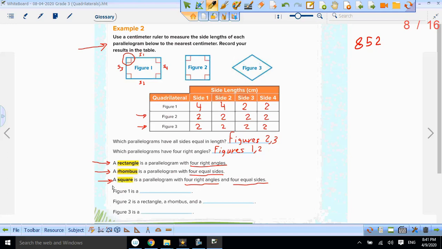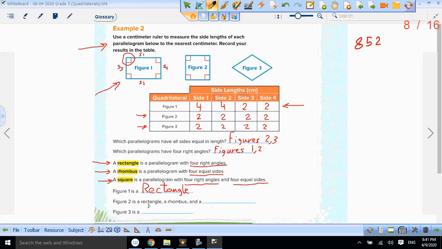Okay? So, after you read these remarks, figure 1 is what? What is this figure? It has 4 right angles, but has no 4 equal sides, so it is not square. It is what? Yes, it is a rectangle. Okay, figure 2. Figure 2 can be rectangle and it can be rhombus.